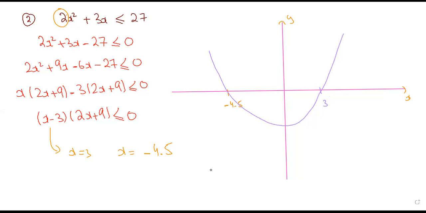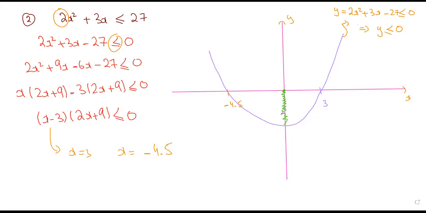Now, again, I need to think about it logically. So this is the graph of y equals 2x squared plus 3x minus 27, and it is less than or equal to 0. What does this mean? This means that y is less than or equal to 0. So I need to focus on which points now. It is y less than or equal to 0. So these are the points. Here y is negative, and at this point on the x-axis y is equal to 0.